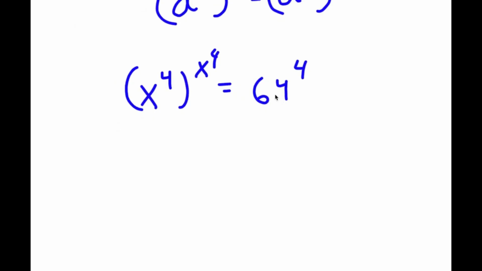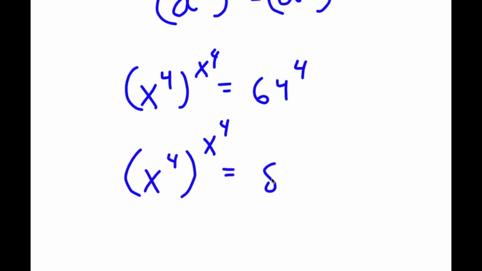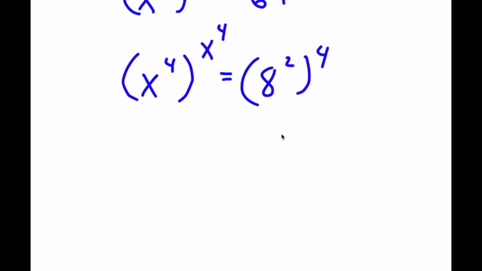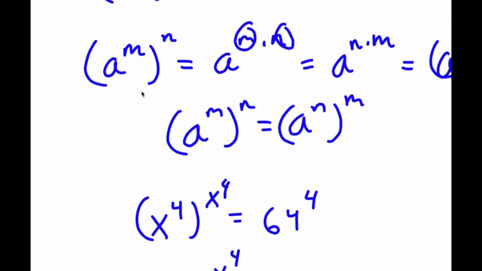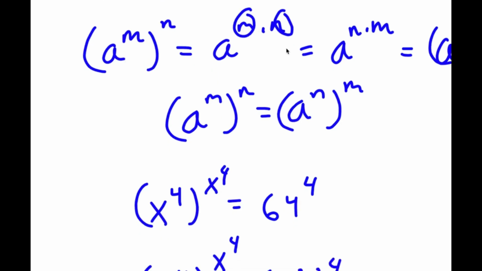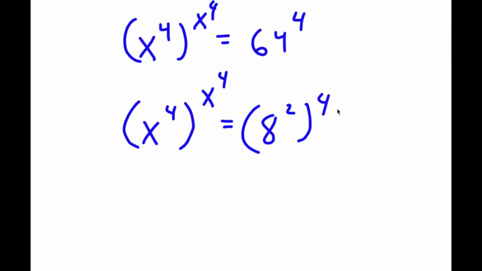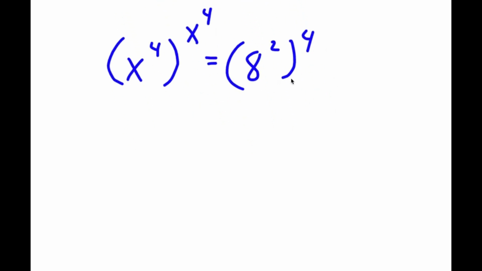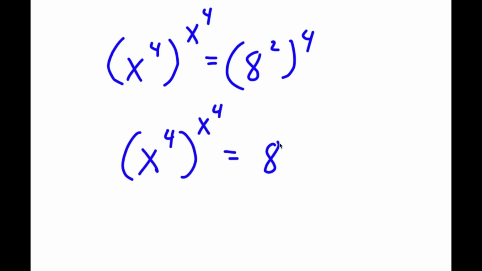Now, 64 is the same thing as 8 to the power of 2. So now I have x to the power of 4 to the power of x to the power of 4 is equal to 8 to the power of 2 to the power of 4. Now remember, if I have something in the form a to the power of m to the power of n, that's equal to a to the power of m times n. So a to the power of 2 to the power of 4 is going to equal a to the power of 2 times 4. And 2 times 4 is 8. So now I have x to the power of 4 to the power of x to the power of 4 is equal to 8 to the power of 8.